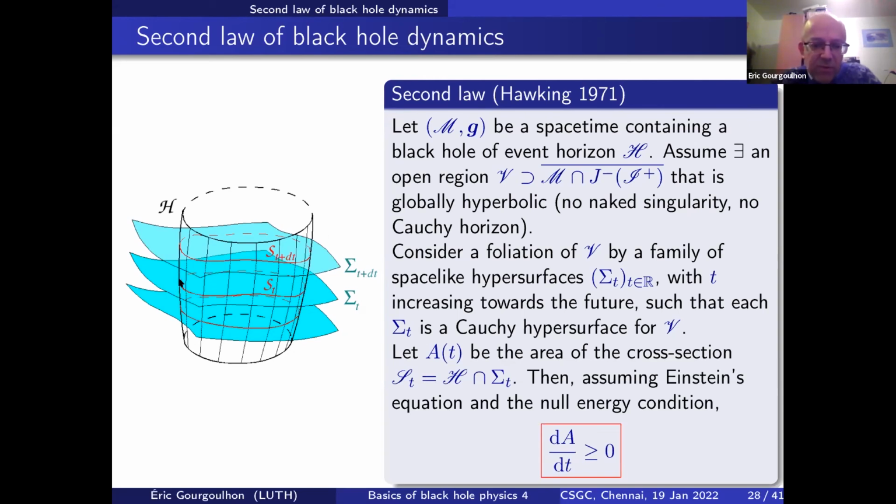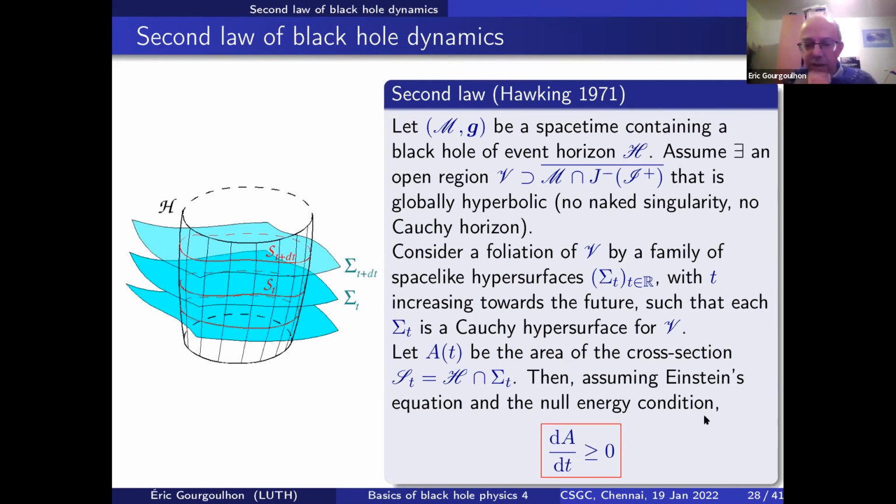Then each of these hypersurfaces intersects the event horizon in a cross-section, by definition of a cross-section. Because they are space-like, they are nowhere tangent to the null generator. So again, these black lines here are the null geodesic generators of the event horizon. But they have to be transverse to the hypersurface sigma t, because sigma t is space-like and cannot contain any null direction. So these cross-sections S_t are space-like, they are really cross-sections as we define them, of the event horizon. So we may call A(t) the area of a cross-section S_t.